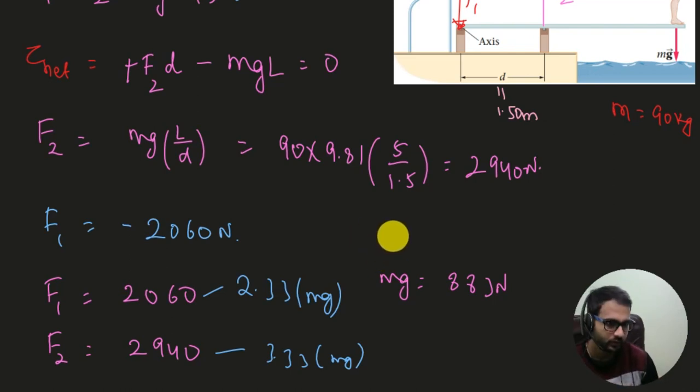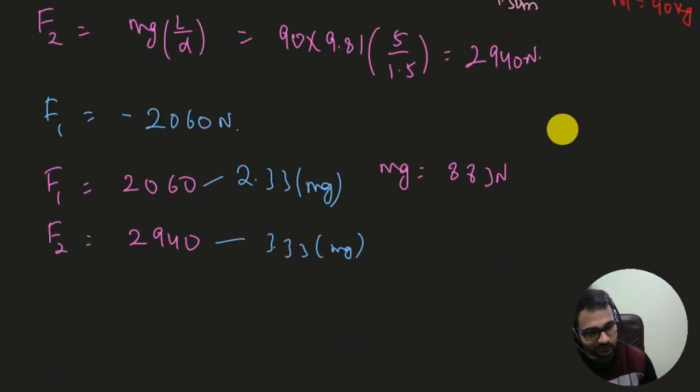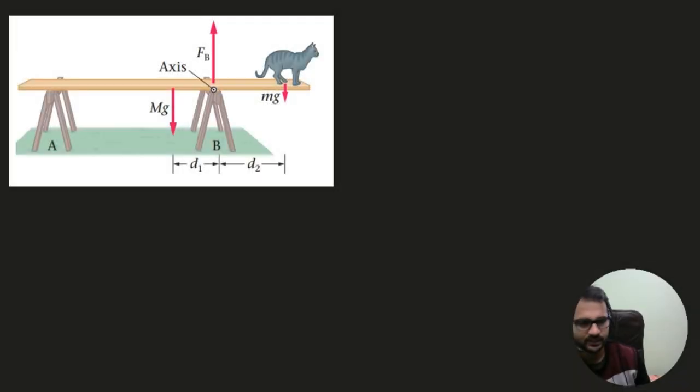Now to this point, we have ignored the mass of the plank. What would happen if the plank is not massless? What will the results be? We'll discuss those things now. In this example, we'll consider the mass of the plank. Here you can see that a cat walks along a plank of mass capital M. This capital M is given to be 6.00 kilogram, right? Now the plank is supported by two sawhorses, sawhorse A and sawhorse B.